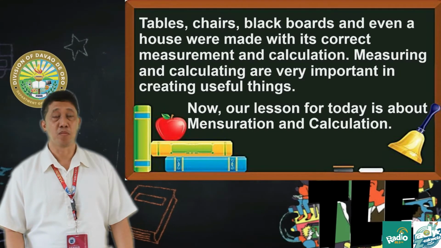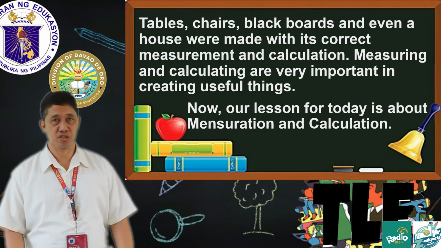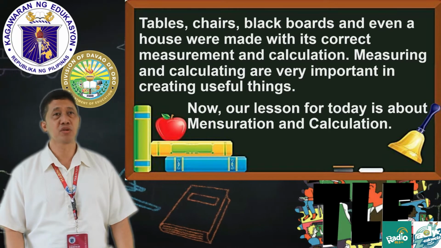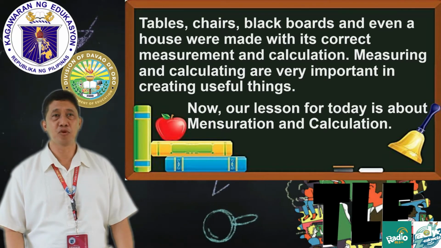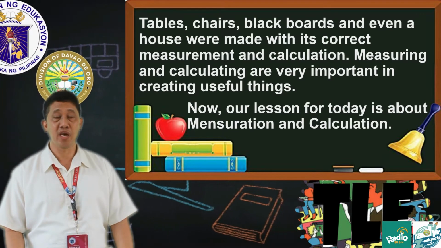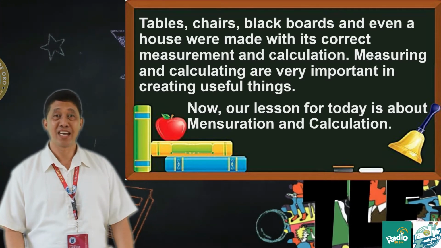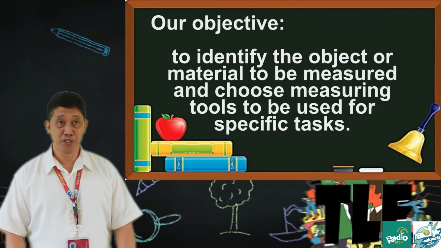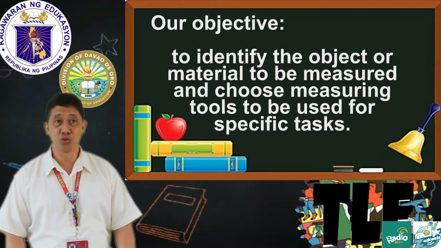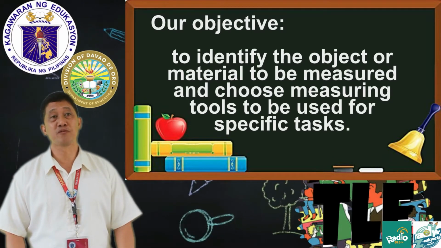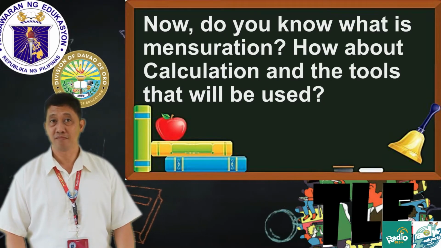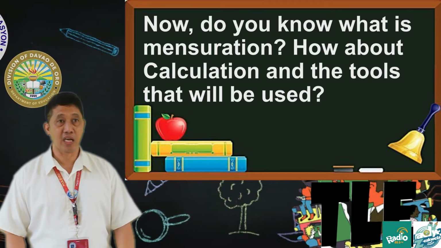Tables, chairs, blackboards, and even a house were made with correct measurement and calculation. Measuring and calculating are very important in creating useful things. Now, our lesson today is about mensuration and calculation. Our objective is to identify the object or material to be measured and choose measuring tools to be used for specific tasks. Now, do you know what is mensuration? How about calculation and the tools that will be used?